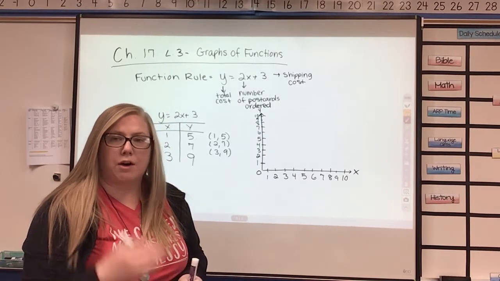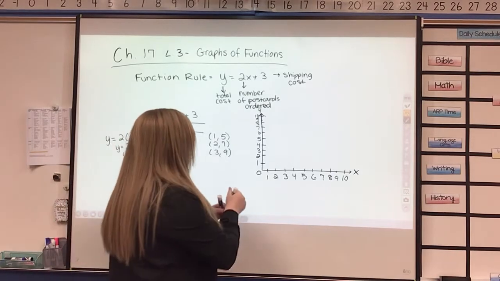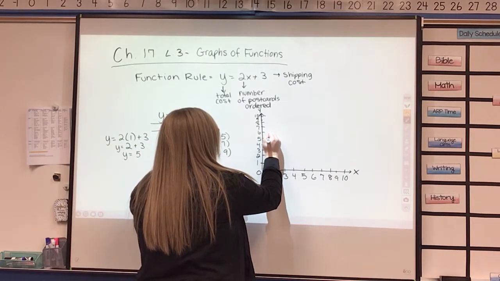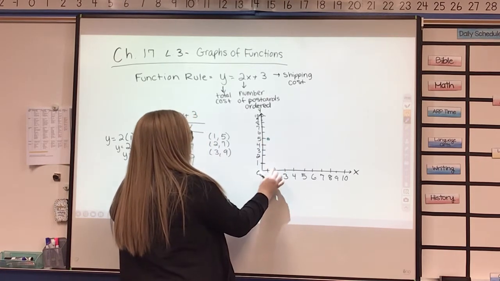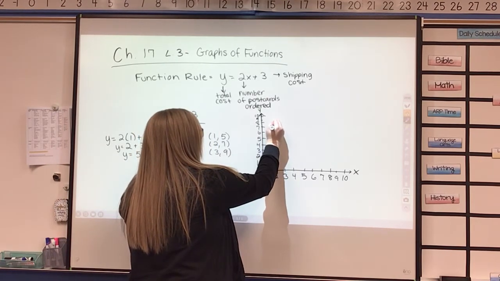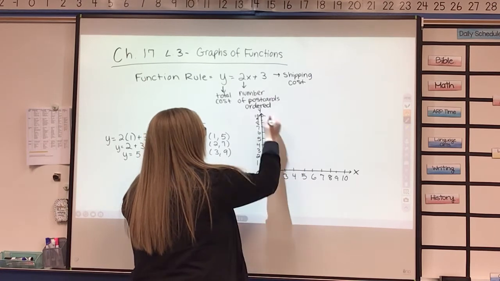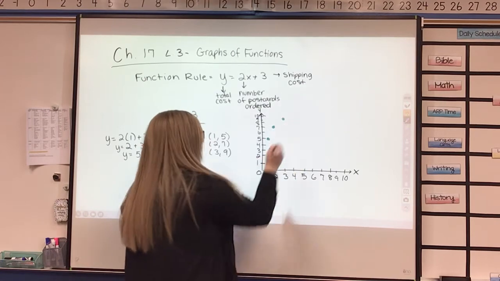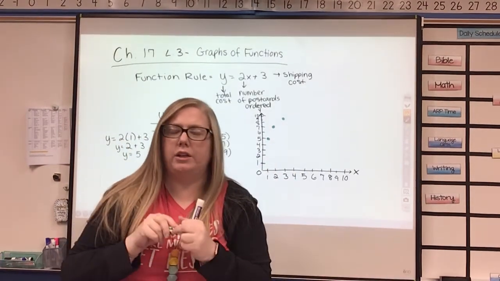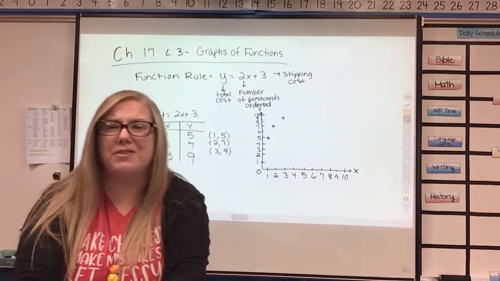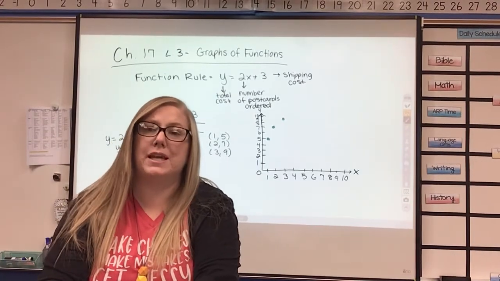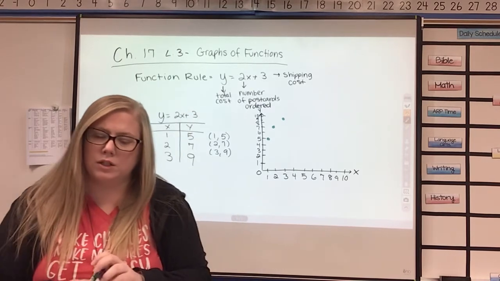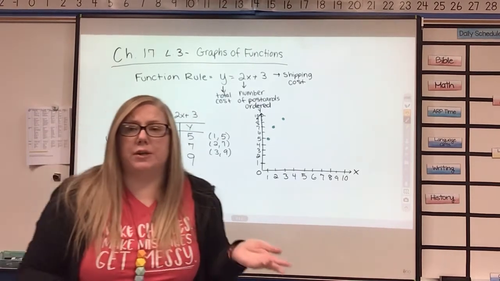So again, I'm going to have 1, 5. So I'm going to start here at 1 and go up to 5. And 2, 7, and 3, 9. Okay, and you want to try to get as close as you can. But if it's a little bit off, it's okay as long as we can see that it's 9 and it's not 10 and it's 3 and it's not 4. So that is what you're doing today.